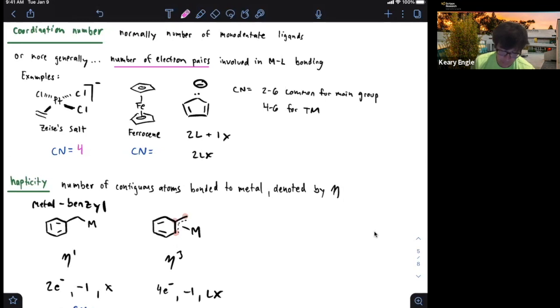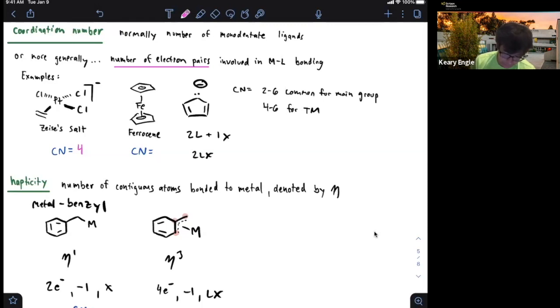Now here is a more tricky one, ferrocene, our example from our problem of the day. How do we account for this? And more generally, how do we do electron counting for these more complex polyhaptic or these hapticity greater than one type of ligands.